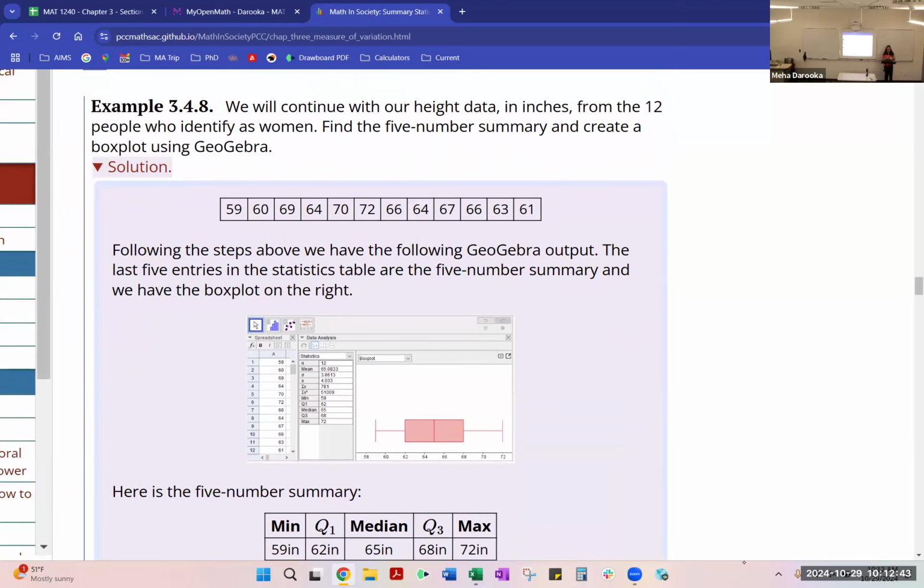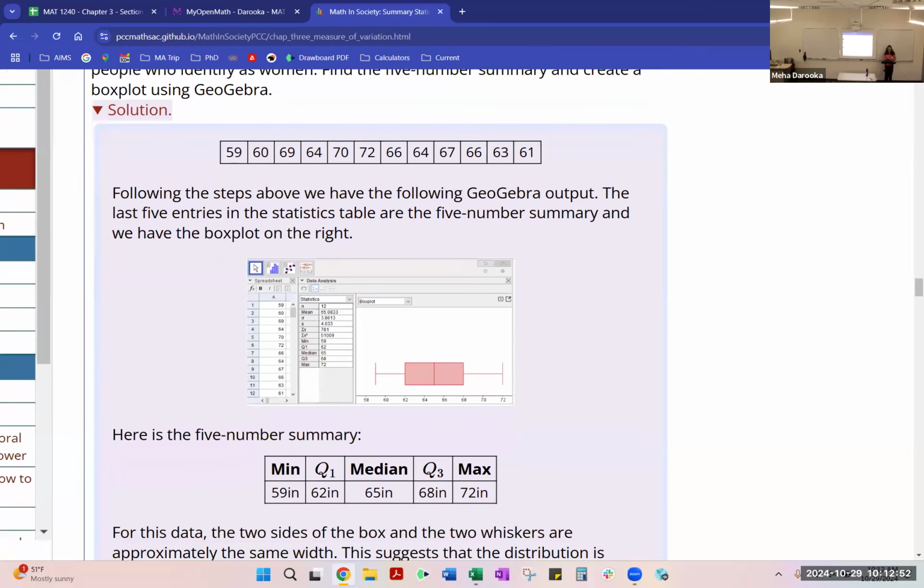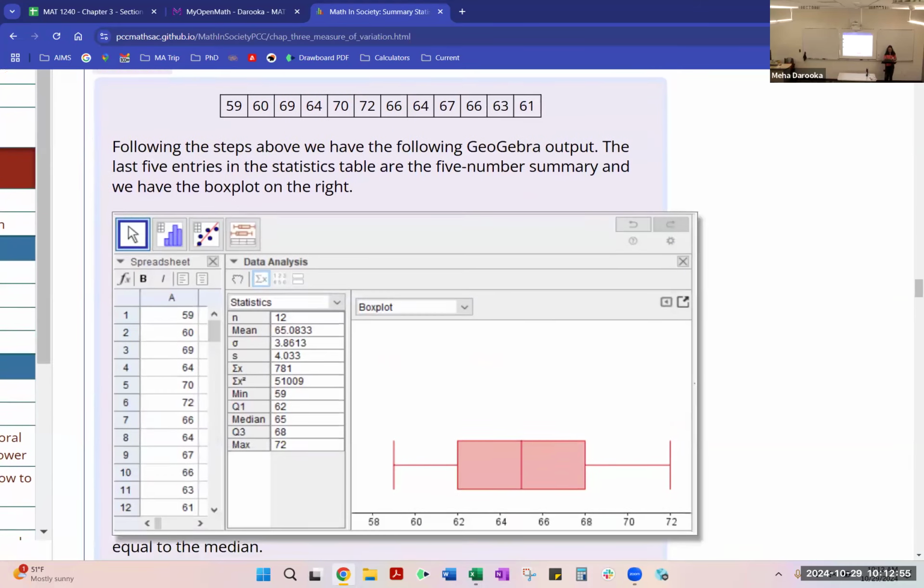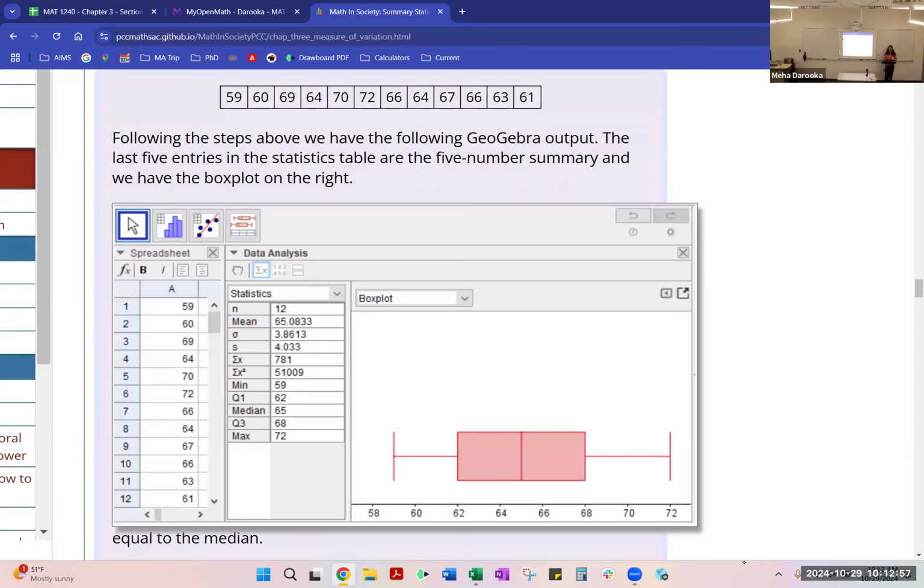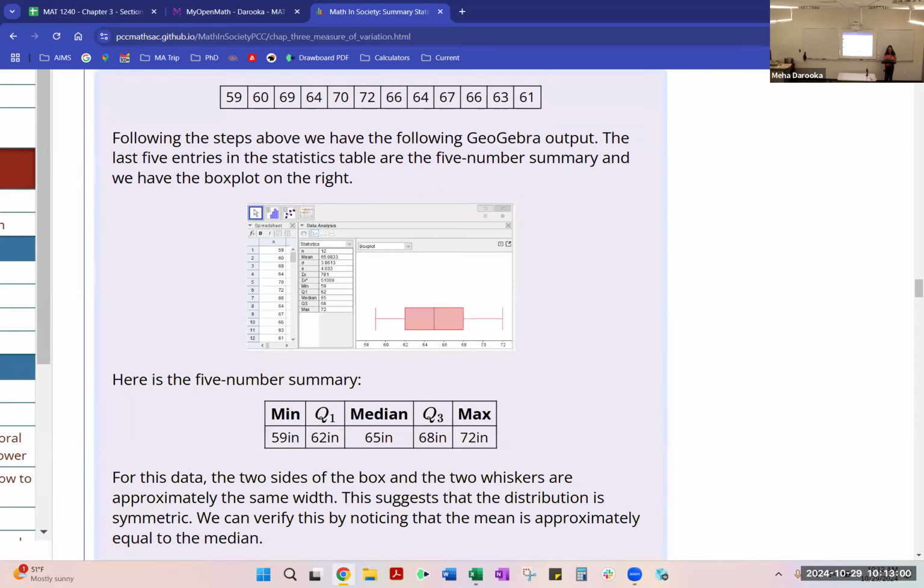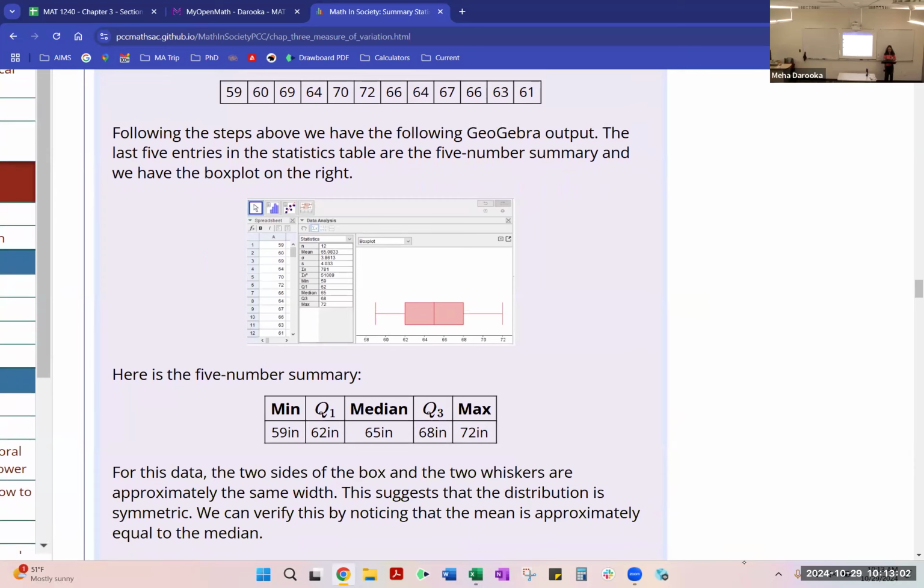Same example over here, they're talking about the height of 12 people who identify as women and then creating the 5-number summary. So again, you can see they use the GeoGebra application to do that. So we've got our 5-number summary. Our minimum height here was 59, maximum is 72. And then quartile 1 is 62 inches, median is 65 inches, and quartile 3 is 68 inches.